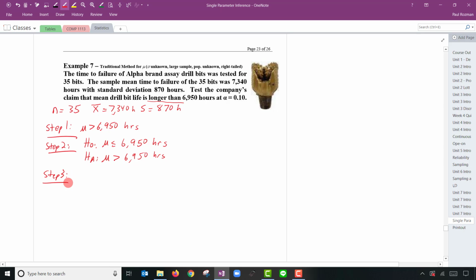Step 3 is where we pick alpha, and just to shake things up a bit, let's let alpha be 0.10 or 10%. So there's a 10% chance we're going to reject this null hypothesis, even though it's already true.